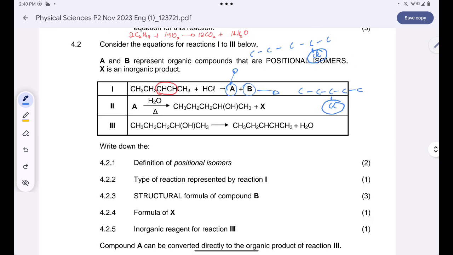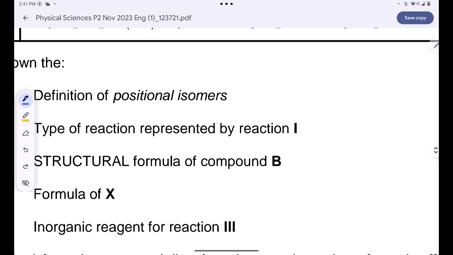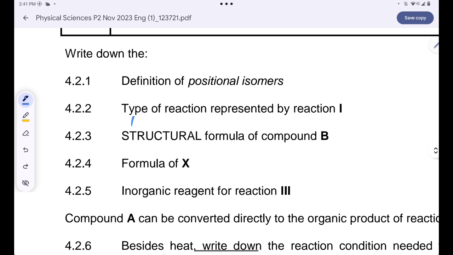They want us to write the type of reaction represented by reaction 1. As I just said, we have an unsaturated hydrocarbon. We are adding hydrochloric acid or HCl. This type of reaction that will happen is an addition reaction. If you want to be specific, you can say it's a hydrohalogenation. Are you together? Let me just write addition or hydrohalogenation.